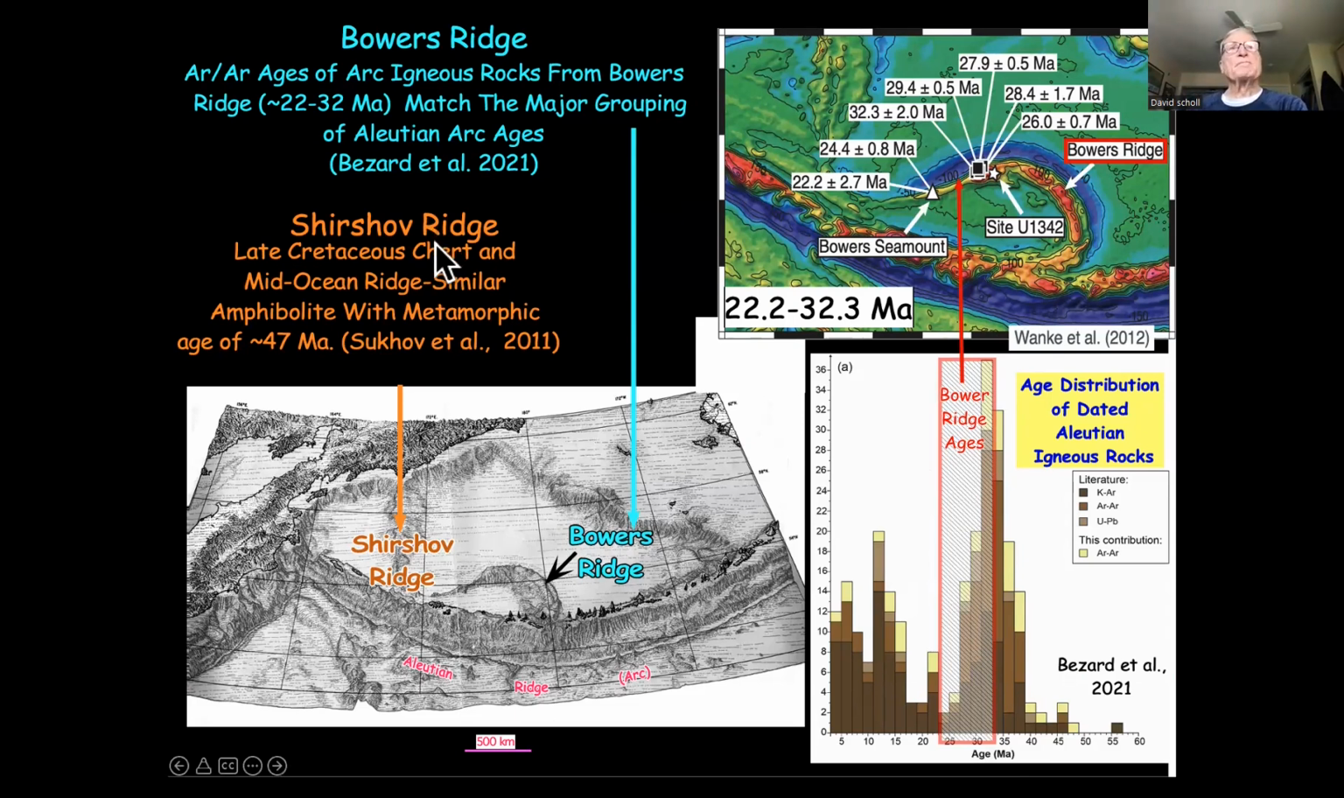Shirshov Ridge, I have to depend upon Soviet information here. Late Cretaceous chert, mid-ocean ridge, similar amphibolites with metamorphic ages of 47. Got this from Zhukov, 2011. It also doesn't show anything similar to the Illusion Ridge. Bowers Ridge does.